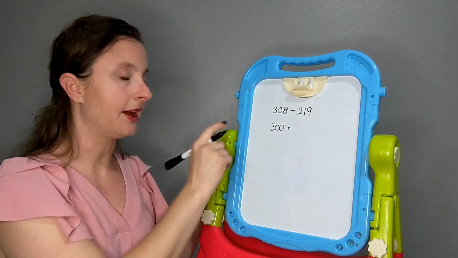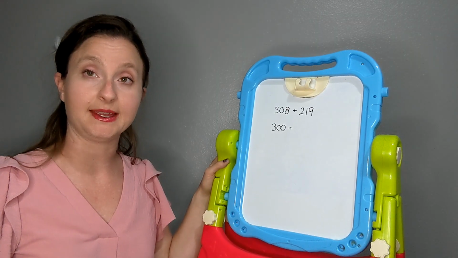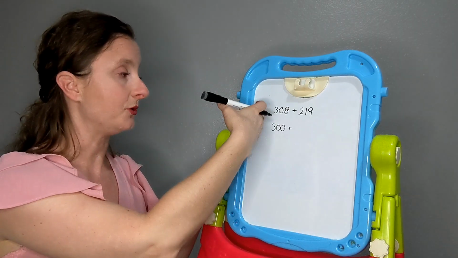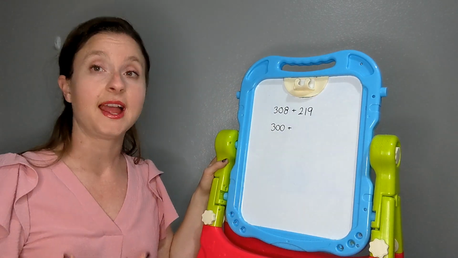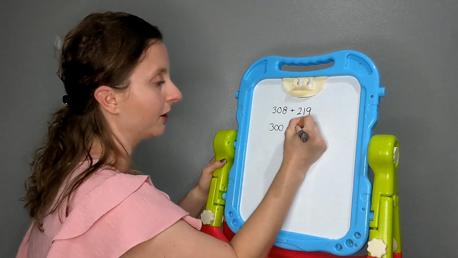Normally when I write 308 in expanded form, I would not include the 0 for the tens place, but because I'm using this as a way of adding these two numbers together with partial sums, I need to see that there are 0 tens in this number. So I'm going to include that 0.